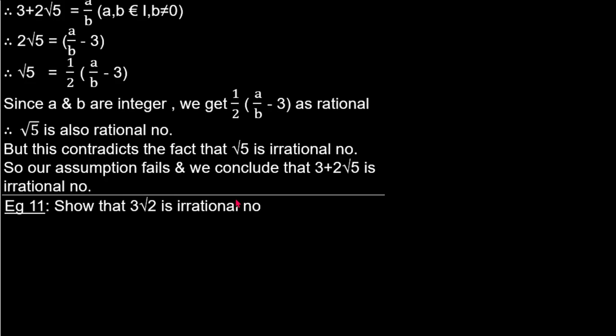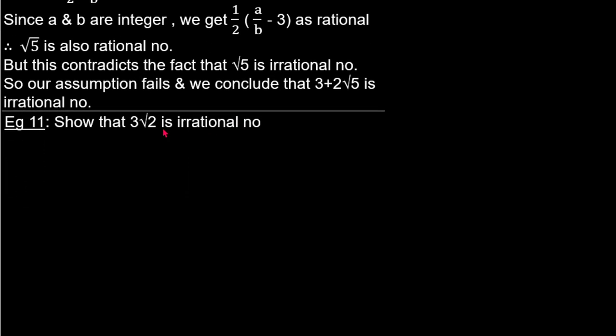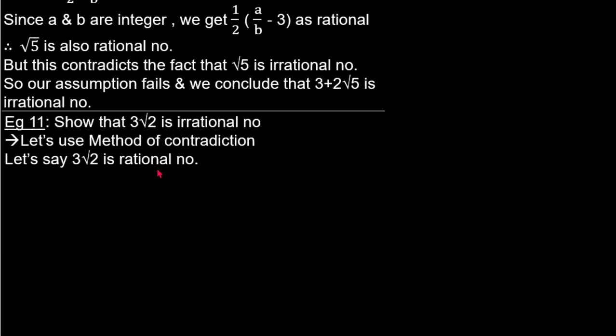One more example, example 5. This time it is simply 3 root 2. Earlier we were doing root 2, root 5, then combinations like 5 minus root 3, 3 plus 2 root 5. Now it is just a multiple, 3 root 2. Again use the method of contradiction. Let's say 3 root 2 is a rational number. So 3 root 2 equal to a by b, a, b belong to integers, b not equal to 0.